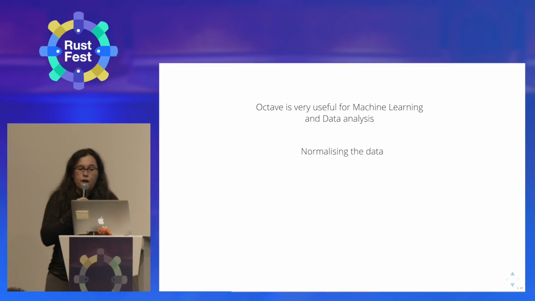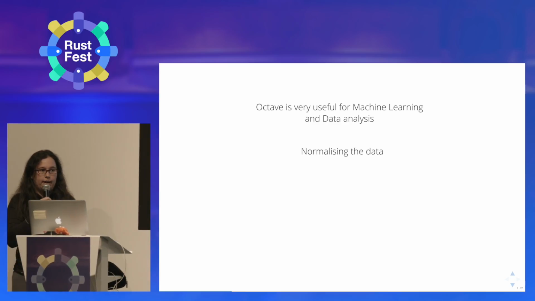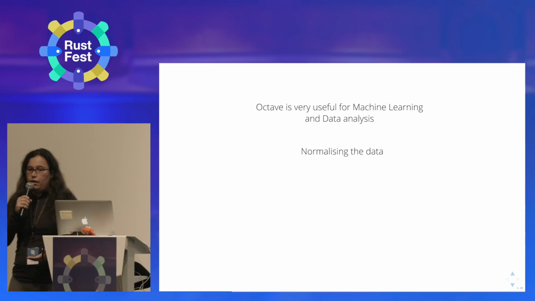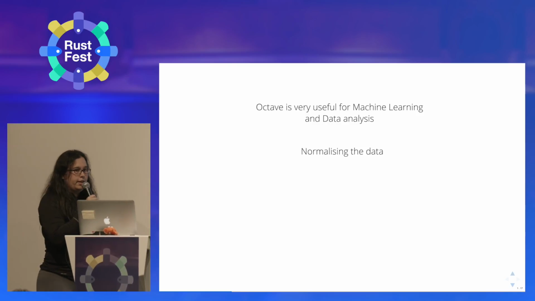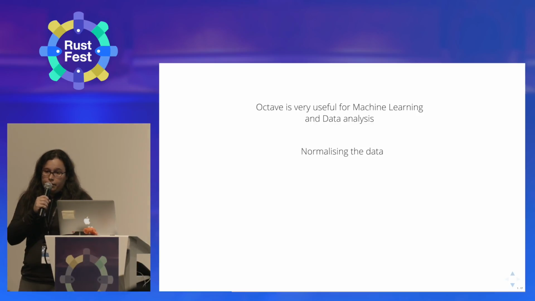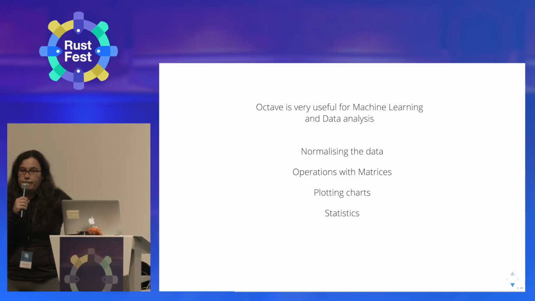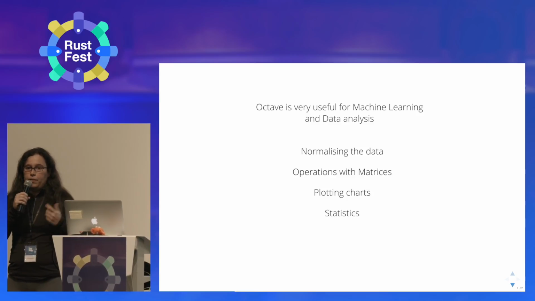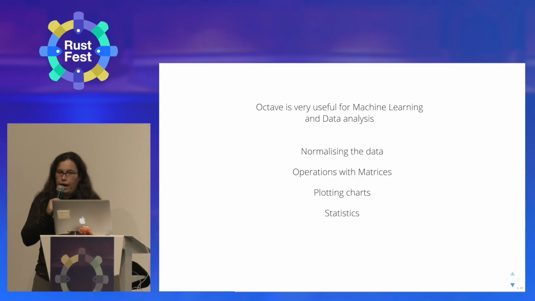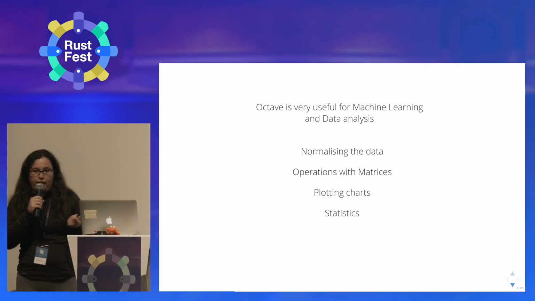So Octave, if you're not familiar with the tool, is pretty much useful for machine learning, for data analysis, maybe some calculations that it needs to do with computer vision and things like this. It's useful for example, for operations with matrices, plotting charts, statistics, and several other areas that have some heavy calculations that you don't want to resolve everything by hand.